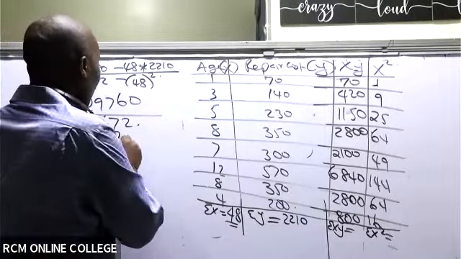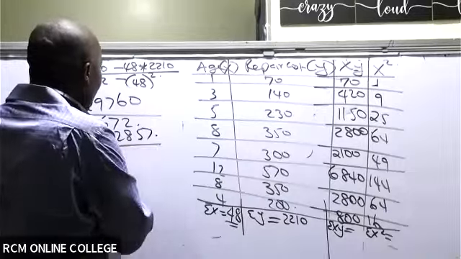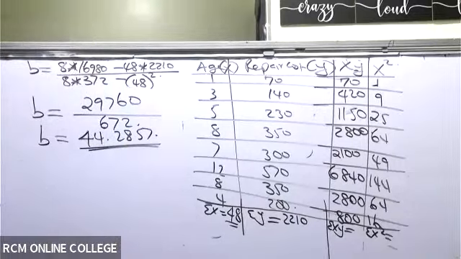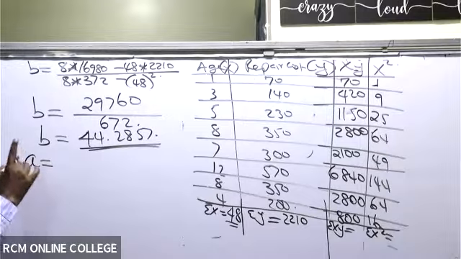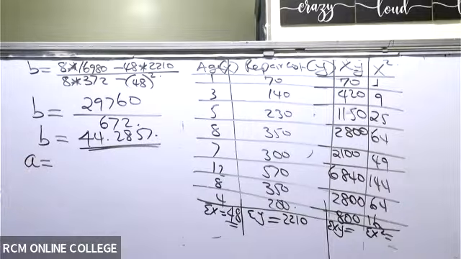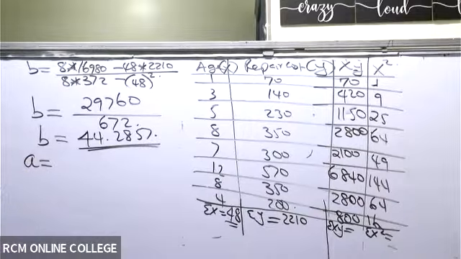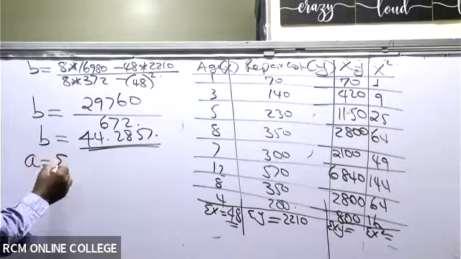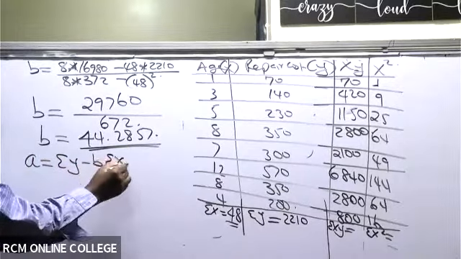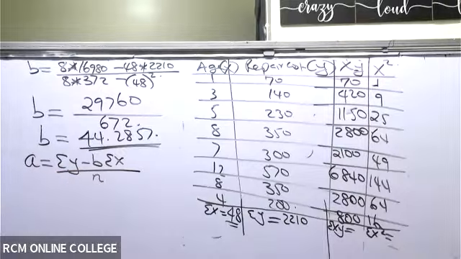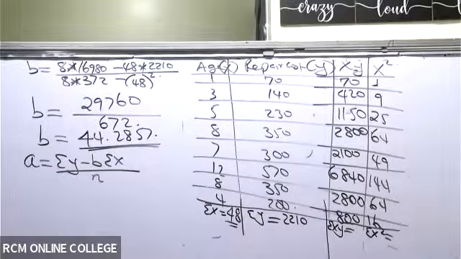44.2857. So this is the value of B. And once you now get the value of B, getting A is as easy as a walk in the park. When I'm walking in the park, that is the easiest thing ever to do. So to get A, we normally take summation of Y minus B times summation of X, divided by N.